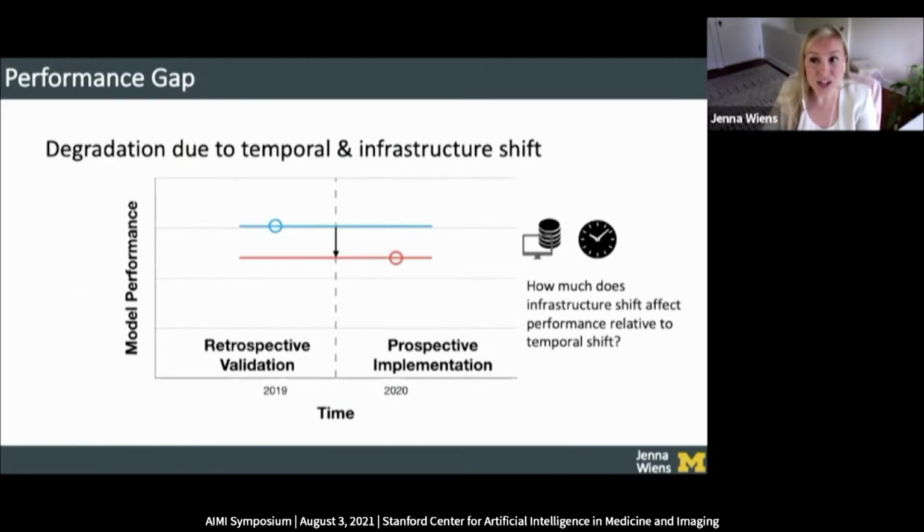Validating on data extracted retrospectively from a research data warehouse from the most recent year seeks to mimic temporal shift, but it does not account for infrastructure shift. How will the model perform in practice once applied prospectively to data extracted in near real time? In practice, we'd expect differences, but to what extent?